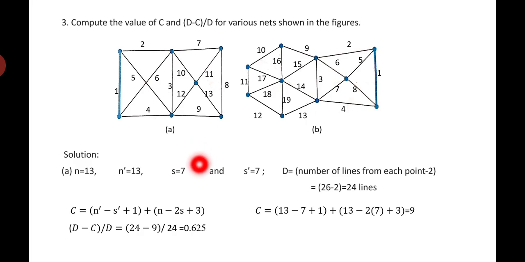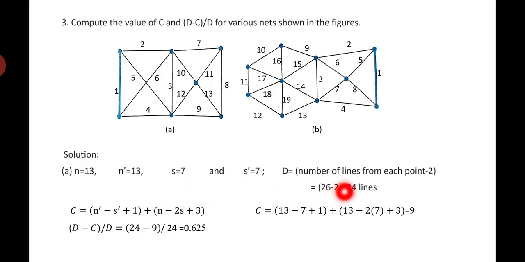And s dash is the number of occupied stations. So the total number of stations is 7, and occupied stations are 7 only. Now we'll just check it. 1 2 3 4 5 6 and 7 stations are there. Observation can be made from 7 stations. So here you can see how we are going to proceed.